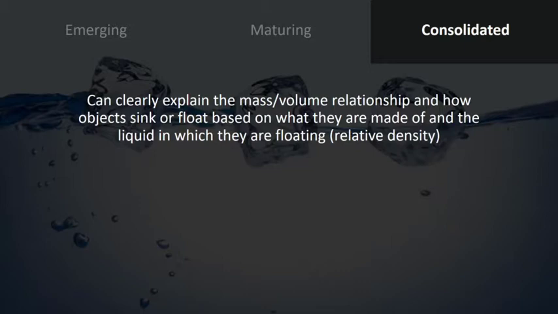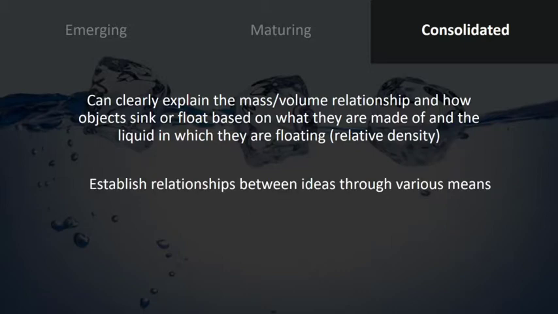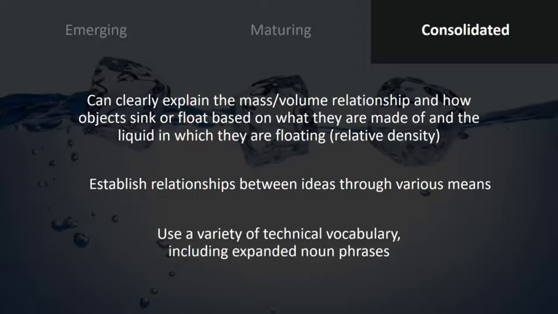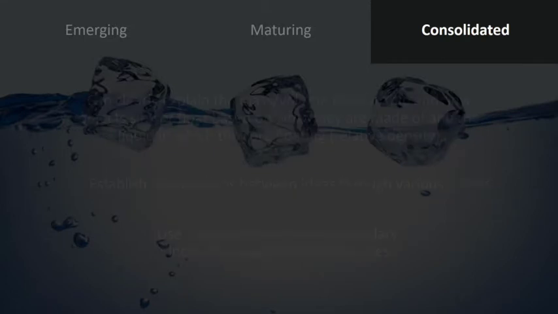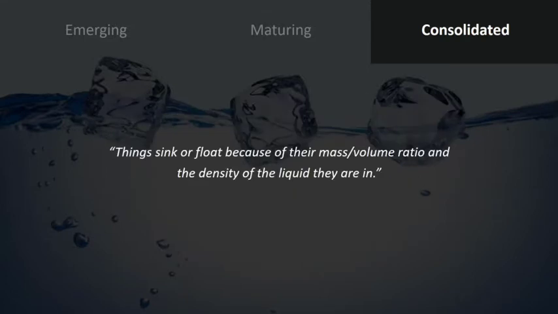In language at this level, this is done through establishing relationships between ideas through various means and through using a variety of technical vocabulary. In particular, students use word groups structured as expanded noun phrases to precisely communicate scientific ideas. In this example, the student establishes cause and effect with the word because and explains concepts precisely using technical vocabulary and expanded noun phrases such as mass volume ratio and the density of liquids. The first phrase also serves to establish a relationship between ideas with use of the word ratio.